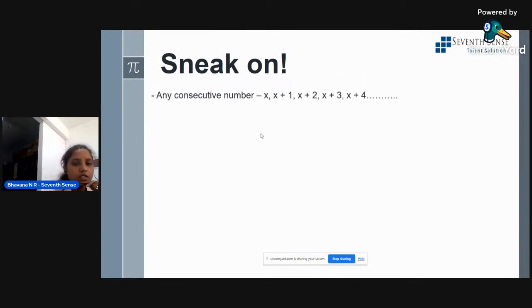So, any consecutive numbers means what? A consecutive word means it's a continuous number. So, they have given questions like consecutive numbers for the even numbers. Any consecutive numbers means continuously from x to x plus 1. For example, if we consider x as 0, it will be 0, 1, 2, 3, 4, 5. It will be continuous. Consecutive means it's continuous.